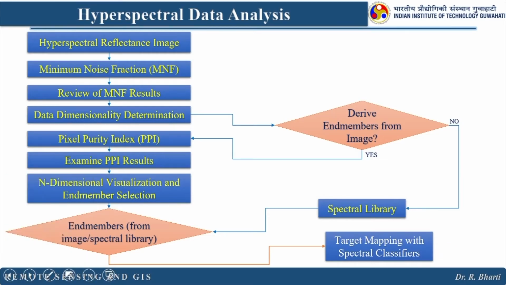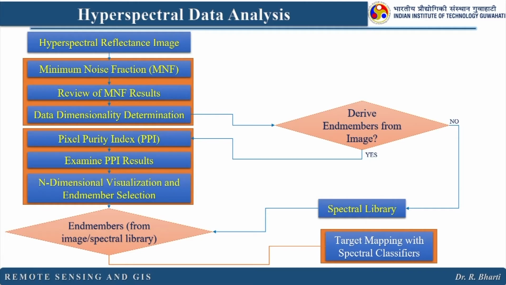So in this whole processing there are three major components. The first one is data dimensionality reduction, which is here. The second is how to derive the end members, either from the image or from the spectral library, right? And the third component is how we map this on the field or on the image, right? For that we need to use some classification technique, which we will also discuss, because here the classification technique is different.